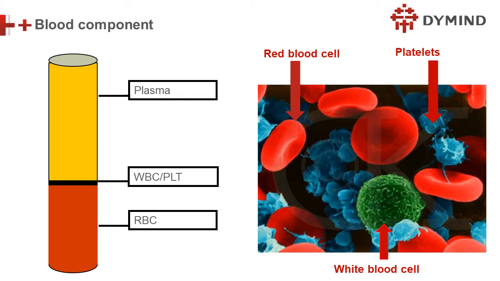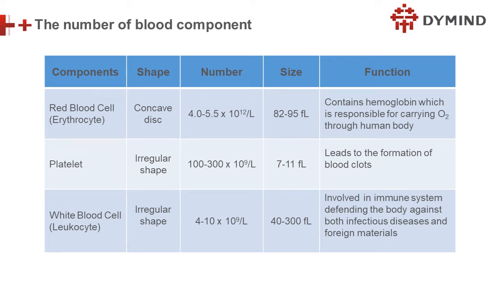So you can see this is the blood in the tube, and you can see the red blood cell. It's the red one, okay. And the platelet is like this, and very small. And the last one is white blood cell. It's quite big. And so you can see the quantity. Actually, you can see the volume. This is the volume. So the most one is plasma. And at the bottom, the second most is the RBC, and the very last one is the platelet and the white blood cell.